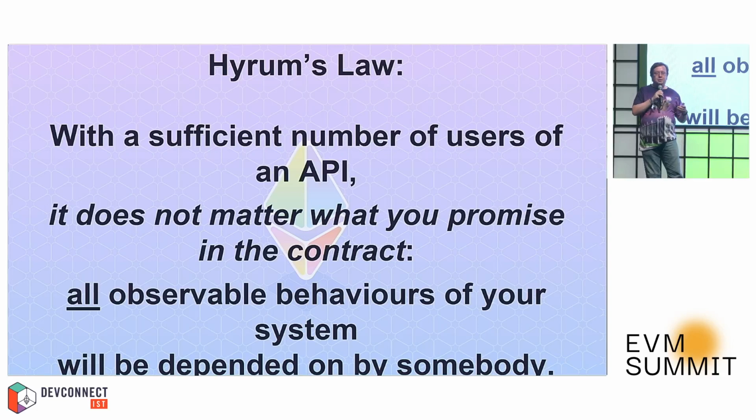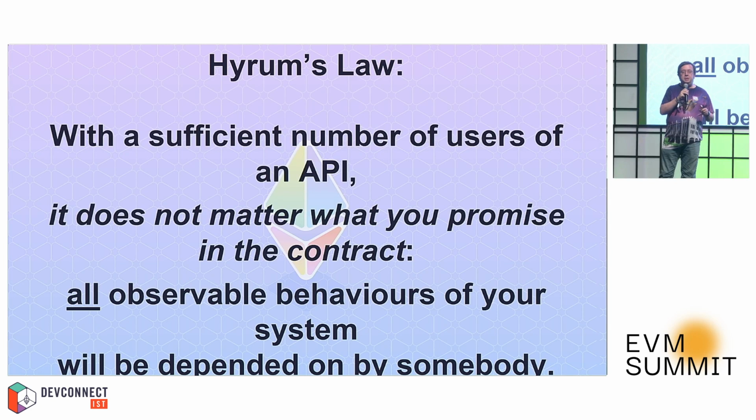What Hiram's Law states is that when you implement something, the side effects are forever. I'll just read it because I can't phrase it any better than Hiram wrote it. It says, with a sufficient number of users of an API, and he's talking about software, it does not matter what you promise in the contract, and this isn't like a smart contract, this is like your documentation, all observable behaviors of your system will be dependent upon by somebody.